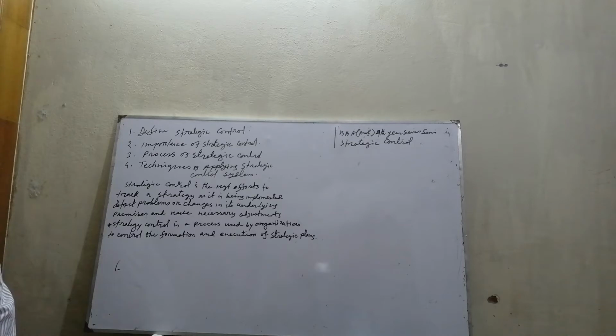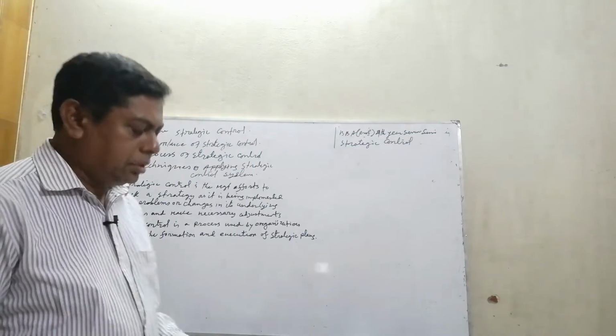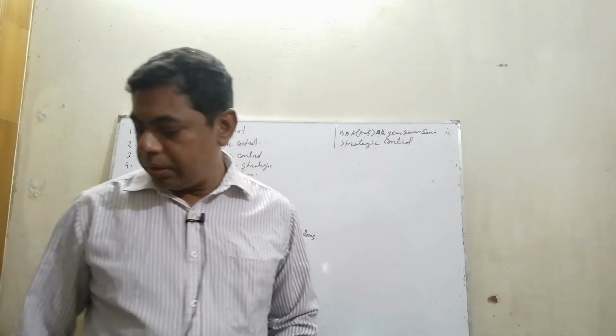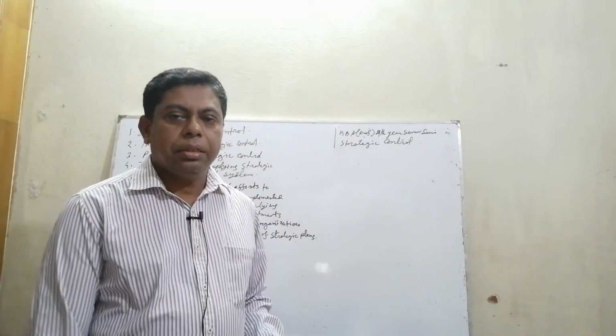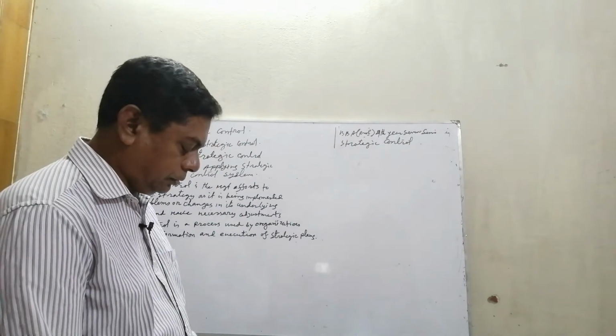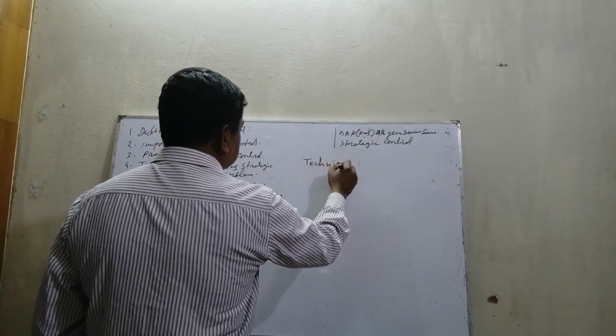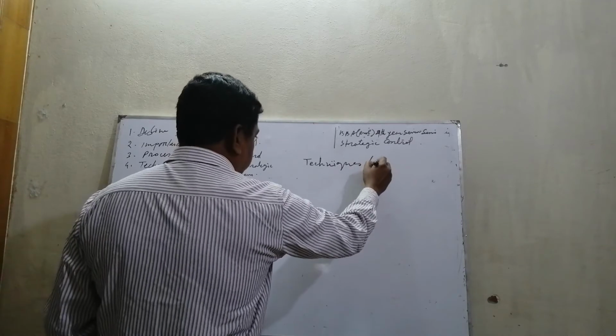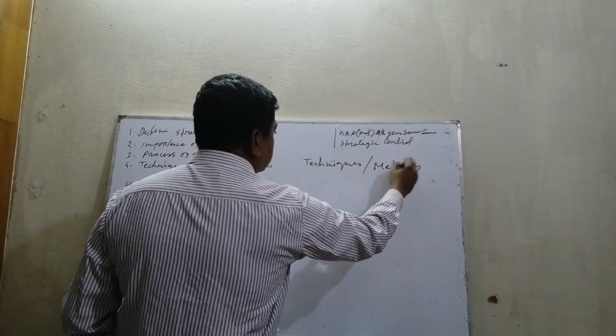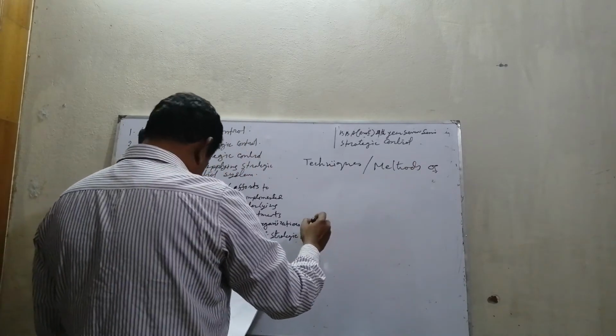And the next question: techniques of applying a strategic control system. That is the important question in this chapter. There are different techniques for maintaining the strategy, side by side with applying the controls of strategic planning. So, the techniques or methods of strategic planning, techniques or methods of controlling.